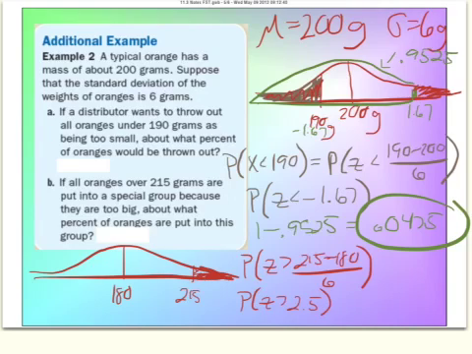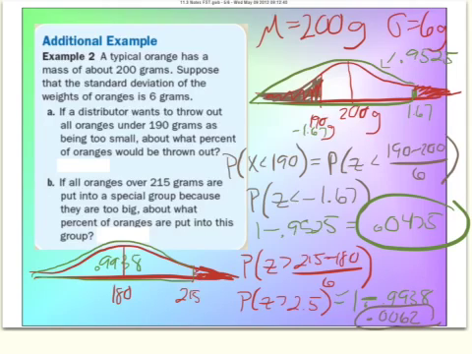When you look up 2.5 in the table, it's going to give you this area right here, which is 0.9938. So to find the answer, 1 minus 0.9938, the area under this curve is 0.0062. So about 0.62% of the oranges would have to be thrown out because they are too big.